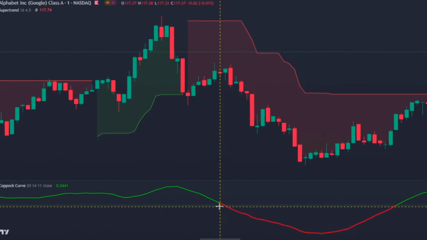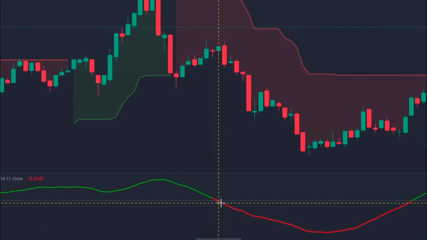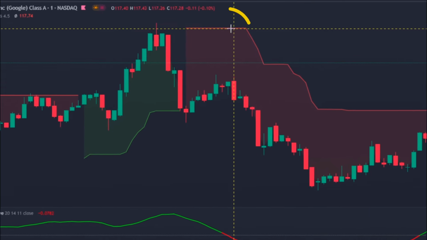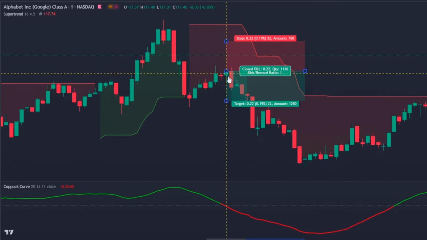And every time the Coppock curve line crosses below the zero level of the histogram, so when it turns red, and the super trend line is red and above the price, it means it's time to enter in a short position.